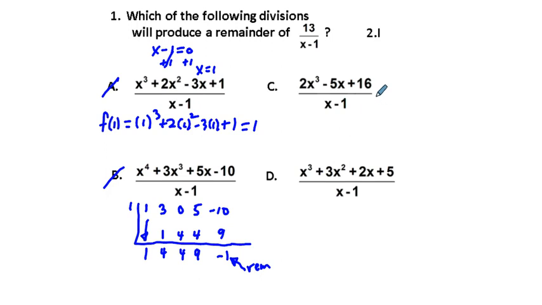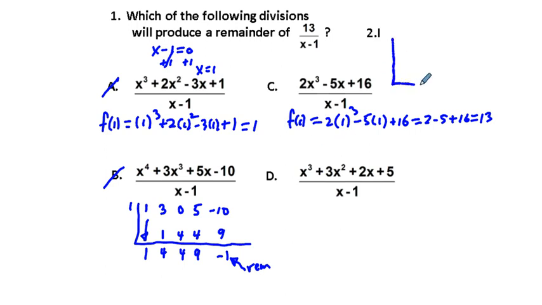Okay, that's your choice C. Again, I'm going to try f of 1. Plug in 1. You get 2 times 1 cubed minus 5 times 1 plus 16. That's going to be equal to 2 minus 5 plus 16, which equals 13. And if we use our synthetic division, we'll get the same thing, 13. So we put 1 out here. Then we have 2x cubed, 0x squared, negative 5x, and 16.